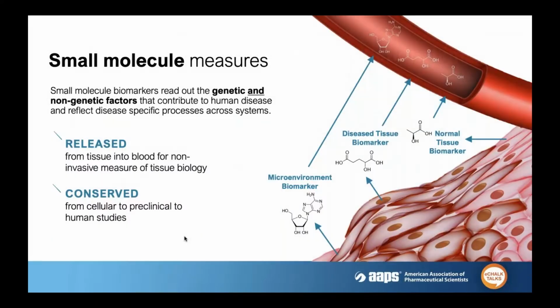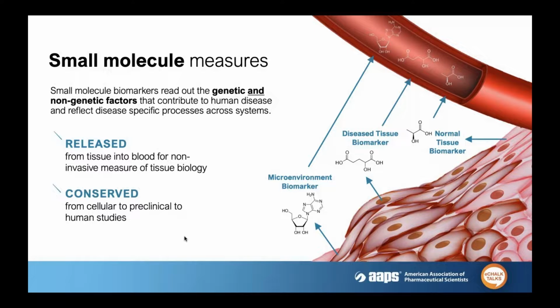Now, just to begin with, what are actual small molecule biomarkers? These are the tens of thousands of little factors that are circulating in human blood. And what makes these very special in relation to genetic factors or protein biomarkers or other types of biomarkers that we typically think of is that these small molecule biomarkers read out both genetic as well as non-genetic factors that contribute to human disease. Now, we can think about both normal tissue, disease tissue, as well as even the microenvironment, if you will, in the case of cancer or whatever the disease may be.